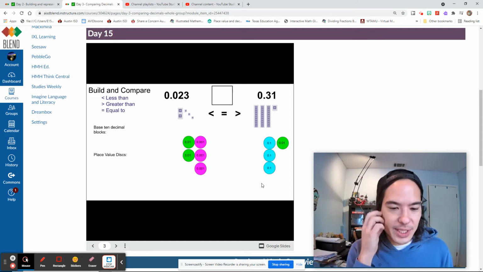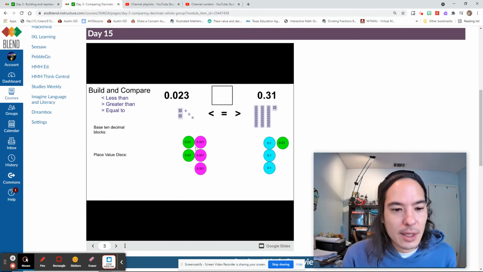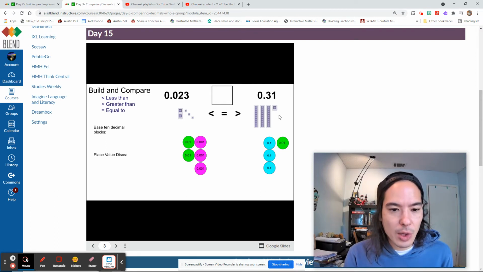What they tried to do is give you this other way of looking at it called place value discs. As you can see, we have 2 hundredths: 1 hundredth, 2 hundredths, and then 3 thousandths: 1 thousandth, 2 thousandths, 3 thousandths. On this one, we have 3 tenths, so something larger than a hundredth. Remember, 1 tenth is 10 times larger than 1 hundredth, and 1 hundredth is 10 times larger than 1 thousandth. So we're looking at 3 tenths and 1 hundredth.